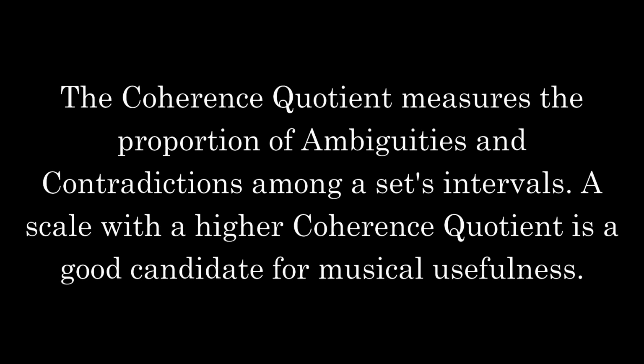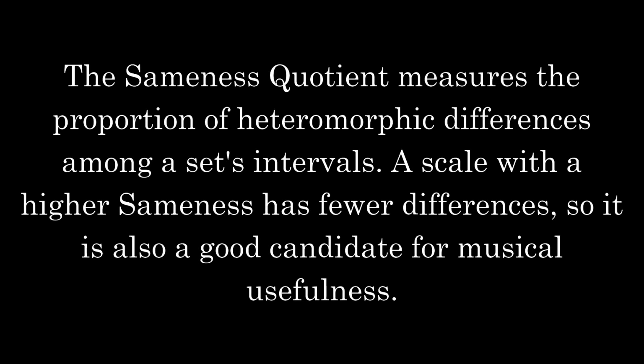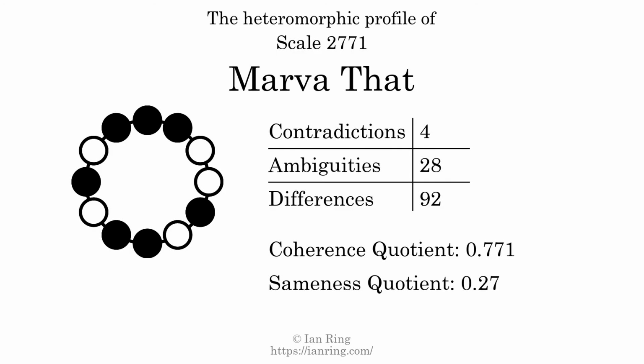The coherence quotient measures the proportion of ambiguities and contradictions among a set's intervals. A scale with a higher coherence quotient is a good candidate for musical usefulness. The coherence quotient is 0.771. The sameness quotient measures the proportion of heteromorphic differences among a set's intervals. A scale with a higher sameness has fewer differences, so it is also a good candidate for musical usefulness. The sameness quotient is 0.27.